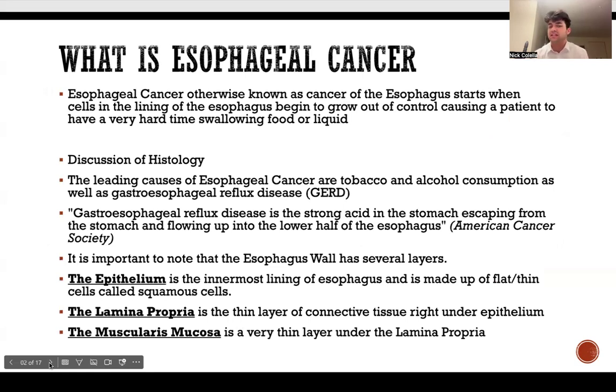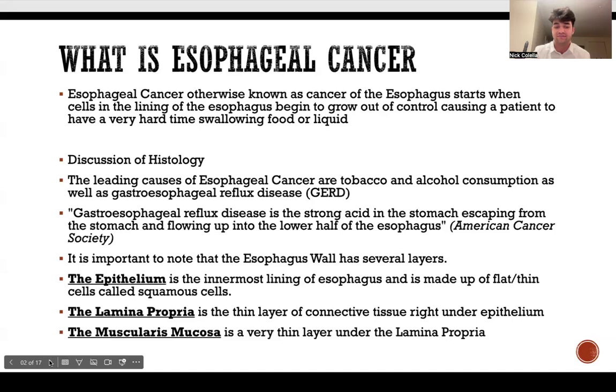This disease is when the strong acid in the stomach escapes from the stomach, flowing up into the lower half of the esophagus. And it's important to note the esophagus is made up of several layers. The epithelium is the first lining of the esophagus and is made up of flat, thin cells called squamous cells. The lamina propria is right under the epithelium, and it's a thin layer of connective tissue. And the muscularis mucosa is under the lamina propria, which is also made up of tissue, and it's a very thin layer.